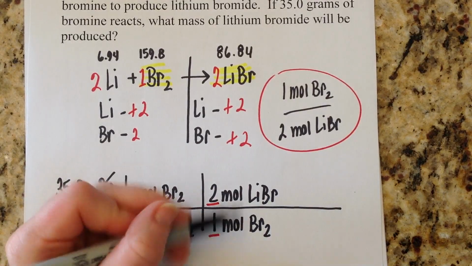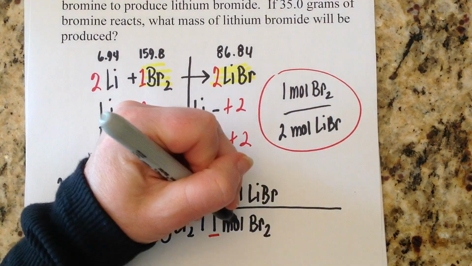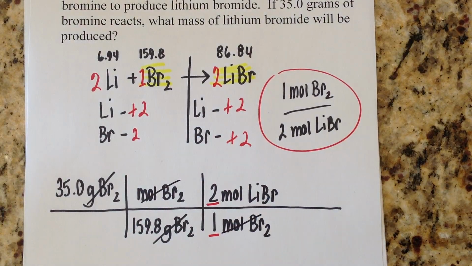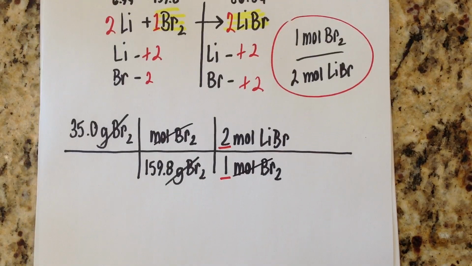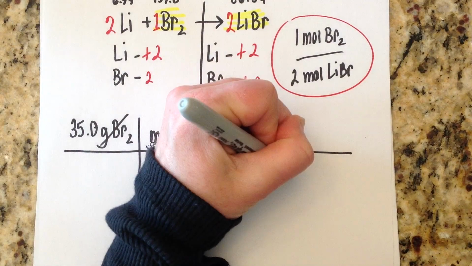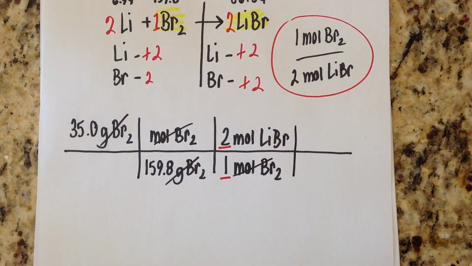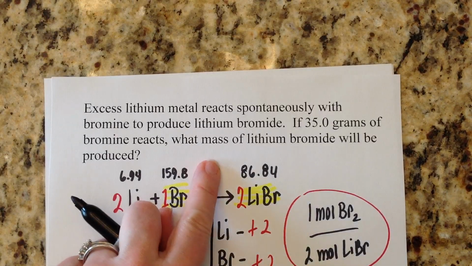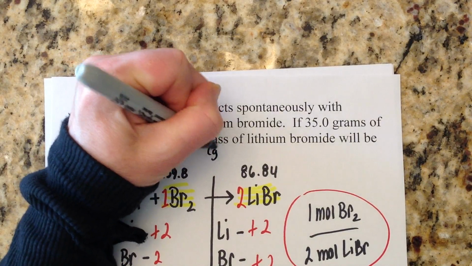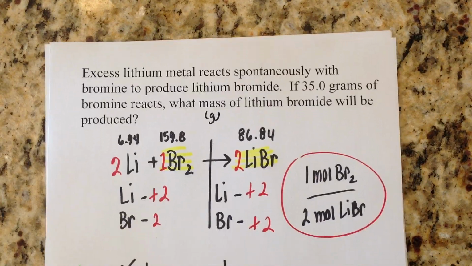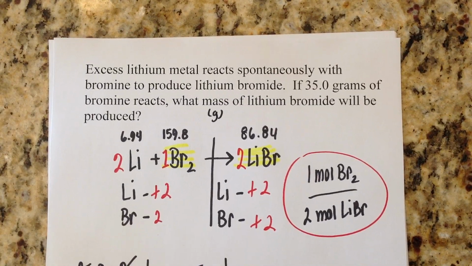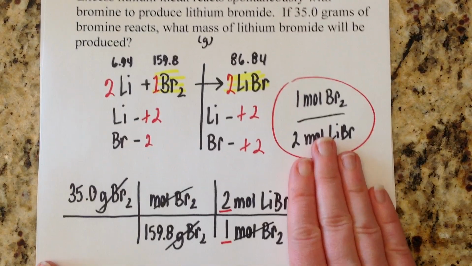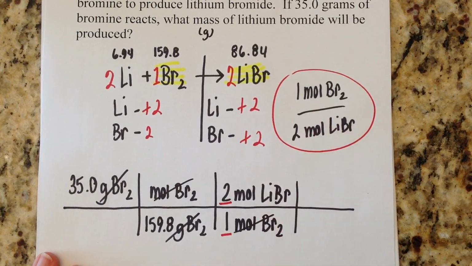This is where we have switched substances. I am no longer working with bromine gas. Now I am working with lithium bromide. We've got one more step, and the reason we have one more step is the problem asks us to solve for mass. And when they ask you for mass, they want grams. If this problem would have said how many moles of lithium bromide are formed, you could stop right there. And sometimes you'll have a problem like that. But this problem wants grams.